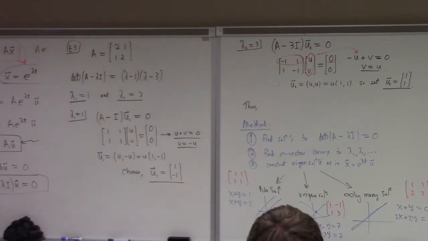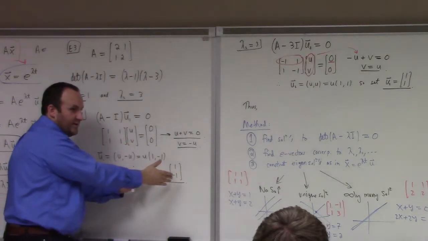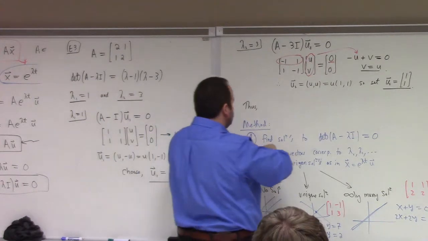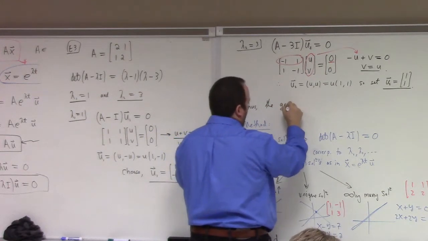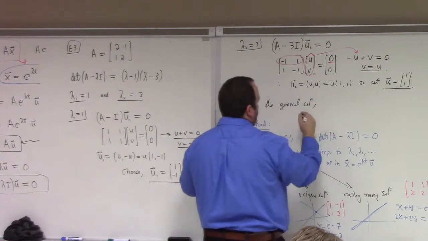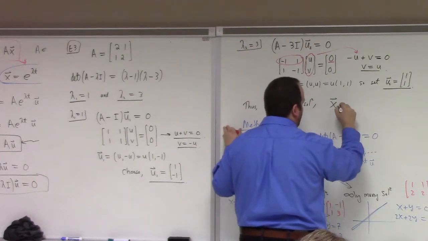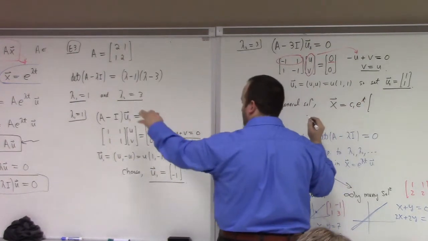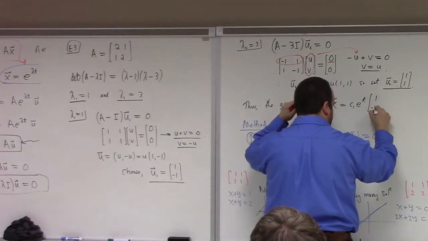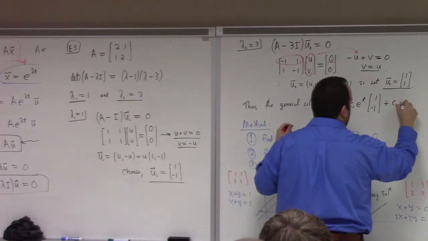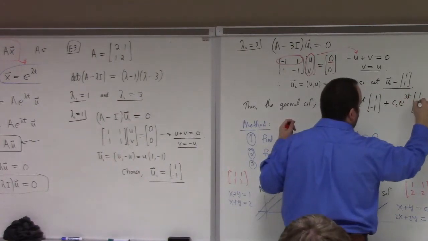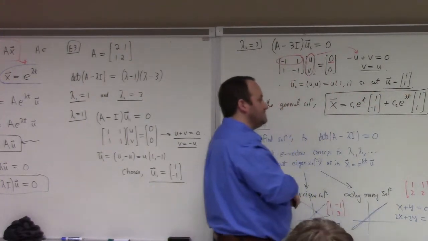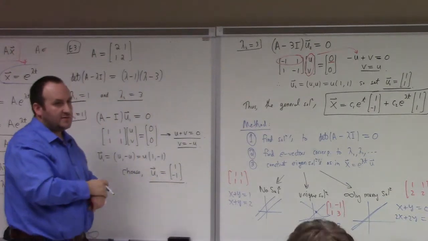It's very good. So anyway, we've found the eigenvector for eigenvalue 1 and the eigenvector for eigenvalue 3. Now I put it together. The general solution is x equals c1 e to the t times eigenvector 1, minus 1, from my first eigenvalue, plus c2 e to the 3t times 1, 1. And there you go. This is the vector form of the solution. That's how you solve these.